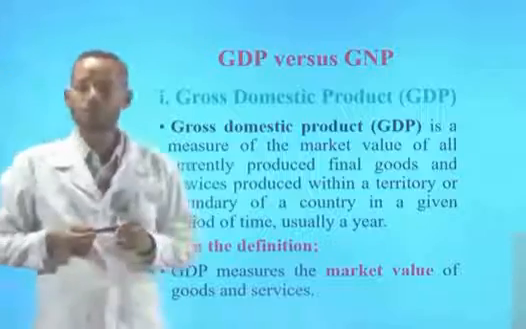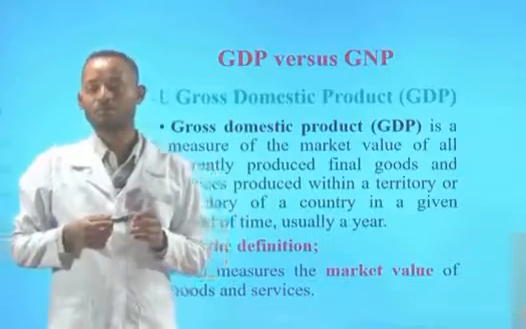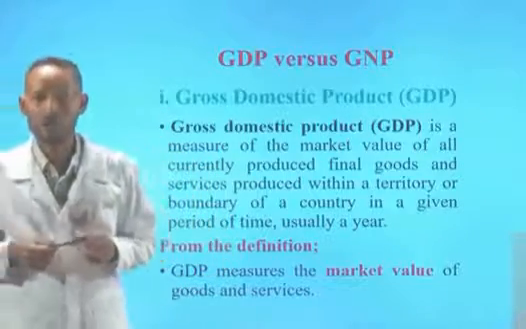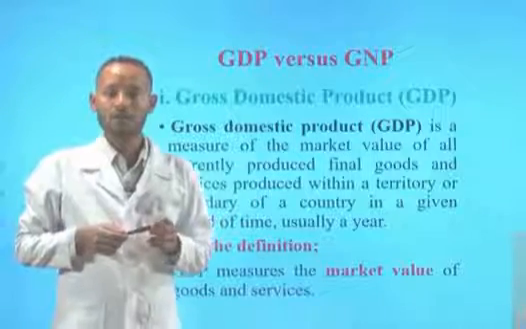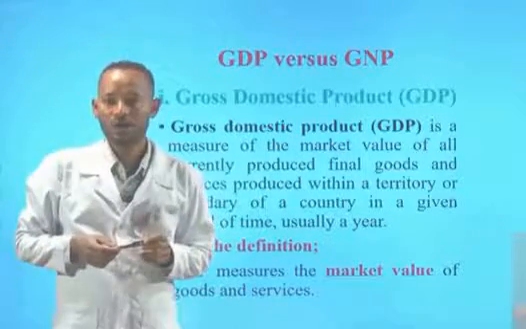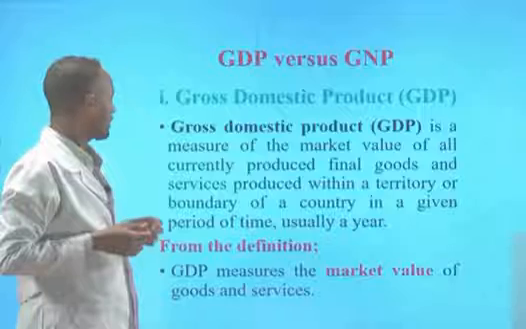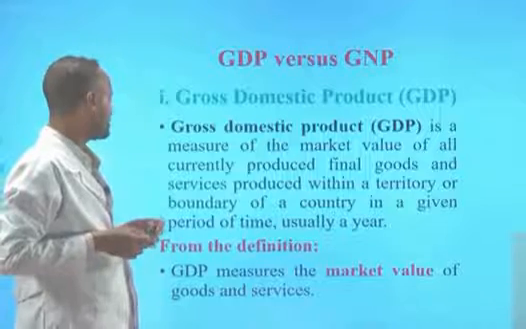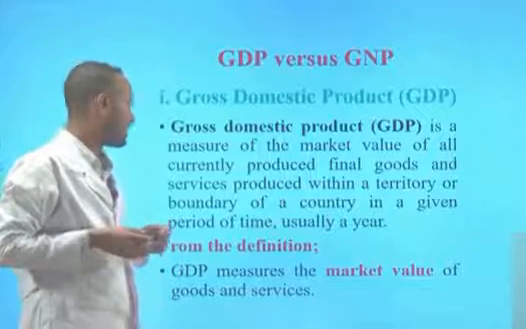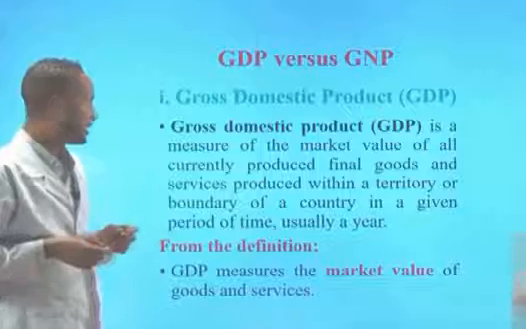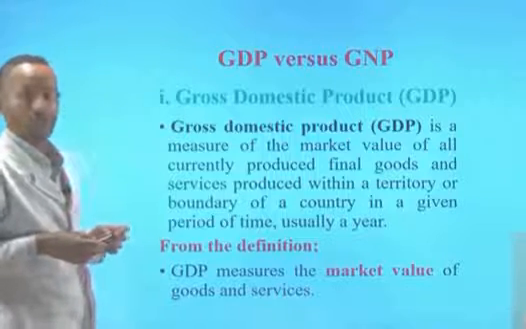Now let's see the tools used to measure the level of economic performance of a country, called GDP and GNP. Let's start with the gross domestic product, called GDP. GDP, or gross domestic product, is a measure of the market value of all currently produced final goods and services produced within a territory or boundary of a country in a given period of time, usually a year.